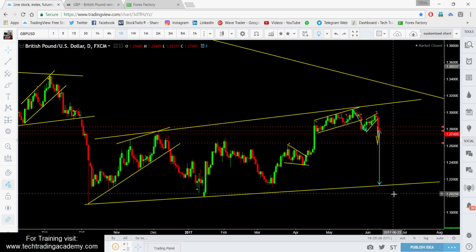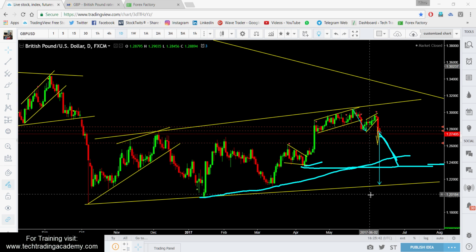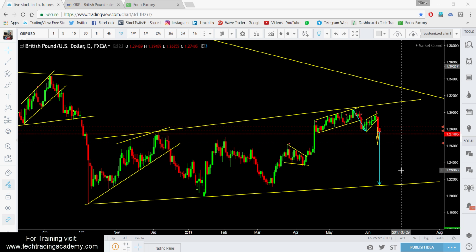I can see that we are having further downside on this pair, at least up to this area. Price can come up to this area or this trend line, so 124. Highly likely price is going to hit 124 in the coming days. So this is the pound USD.